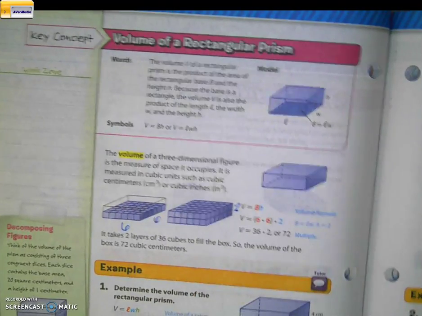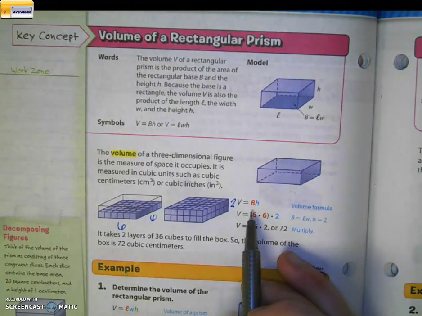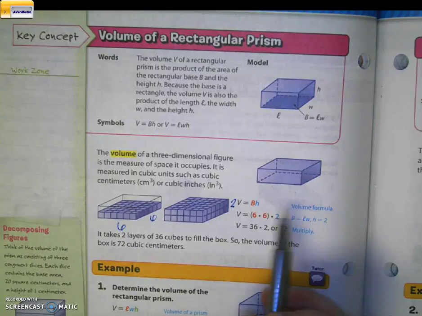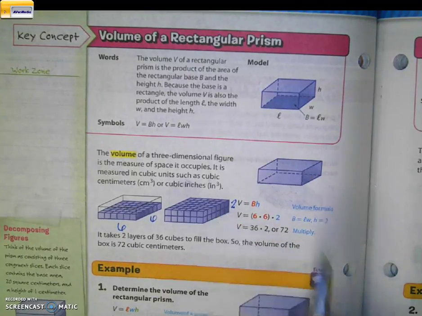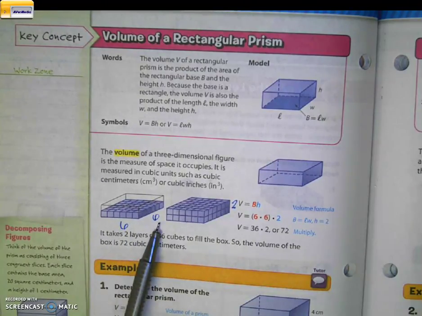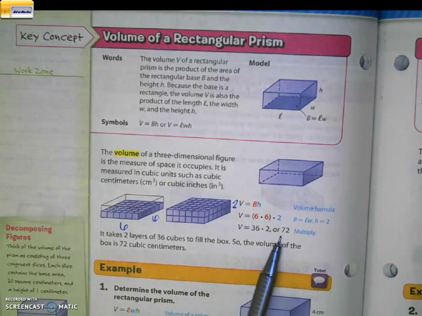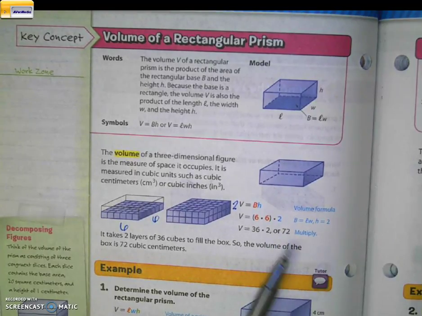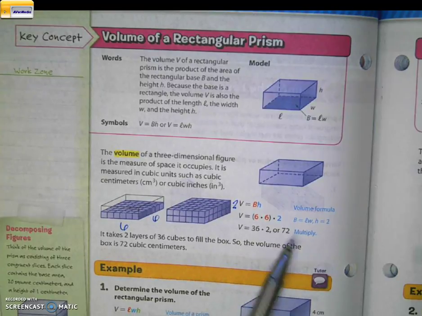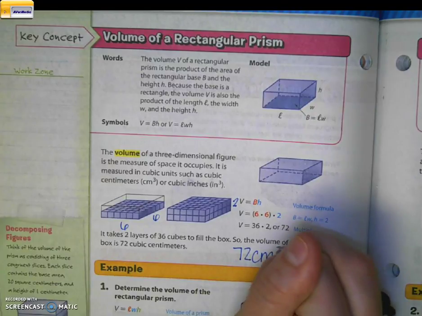Okay, so you can see that the formula we're using is capital B, and the capital B stands for the area of the base. Okay, and we're going to then multiply that by the height. So in this particular rectangular prism, it would take 6 times 6, so 36 to get the area of the base, and then I'm going to multiply it by 2, the height. It would take 72, let's say they were centimeter cubes to fill this up. So when we label it, we would label it as 72 centimeters cubed.